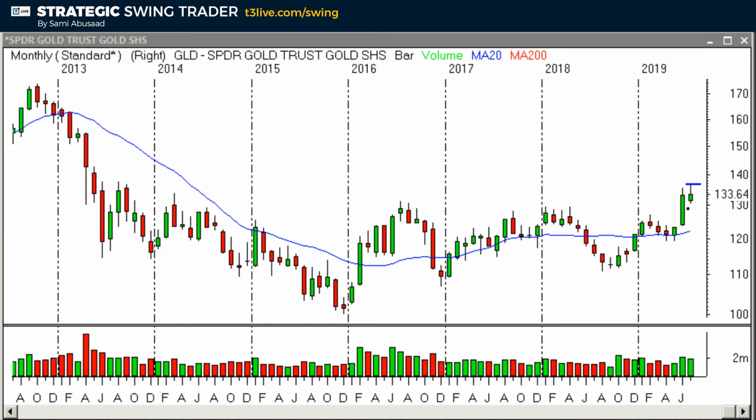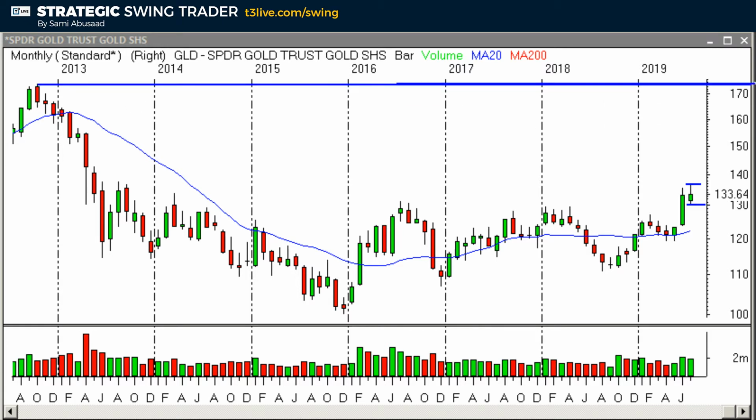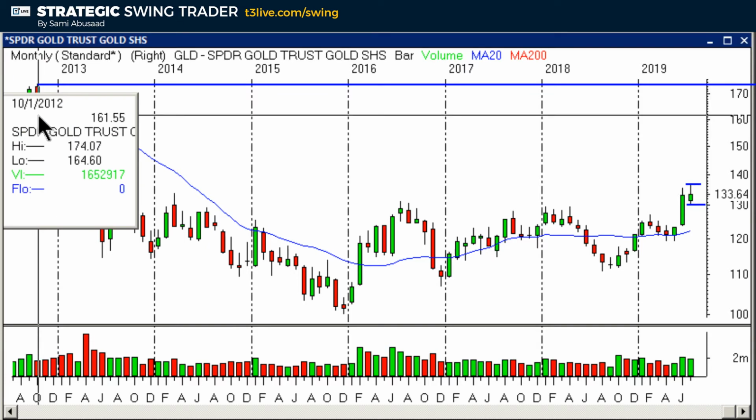I know some of you might say, well, that's not a doji bar, it's a hammer or whatever you want to call it. Whatever it is, I don't care. It's just semantics. Stop right here, and the target, my friends, is way up there at 174. Let's take a look. Yep, 174.07.